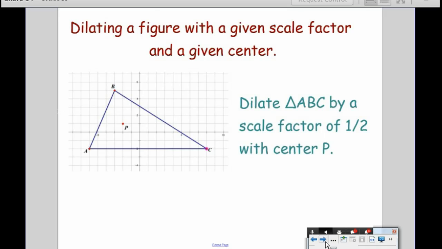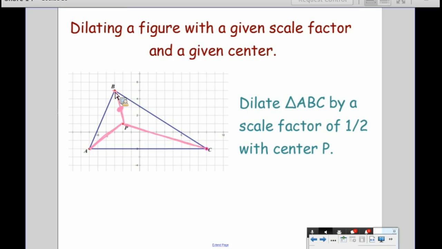Okay, last one. Dilate by a scale factor of 1/2. So what do I do first? I connect the dots. Scale factor of 1/2. What does that mean? When I get my ruler out and I measure, what am I finding? 1/2. The midpoint, right? You're going to find the midpoint because you want it half as big. Divide by 2, midpoint. So you can use a ruler to measure, or you could actually find the midpoint of BP. You could find the actual midpoint.